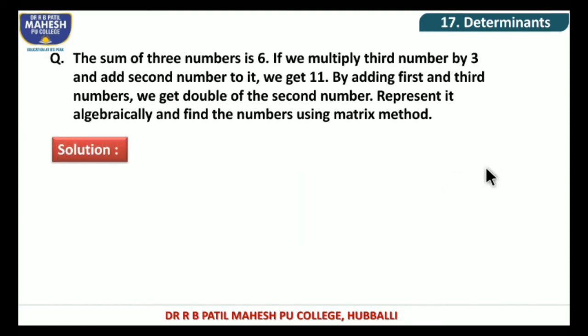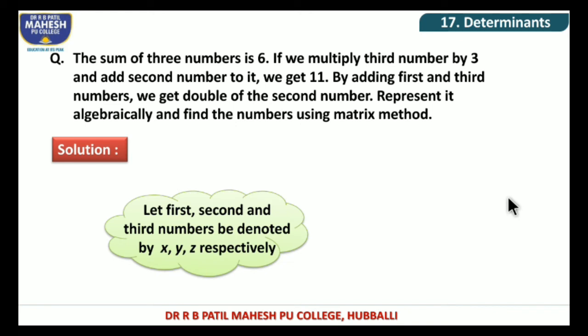Question: the sum of three numbers is 6. If you multiply the third number by 3 and add the second number to it, we get 11. By adding the first and third numbers, we get double of the second number. Represent it algebraically and find the numbers using the matrix method.